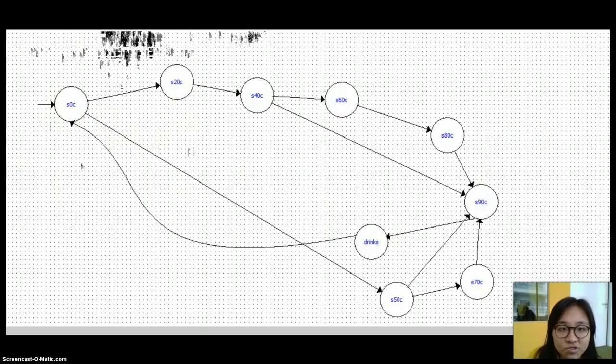So at state 0, if you choose to put in a 50 cents, immediately it will go to state 50. At state 50, you can either choose to put in another 50 cents or 20 cents. If you choose to put in another 50 cents, it will go to state 90, and the drink will dispense. And once the drink dispenses, it will go back to state 0 for a reset.